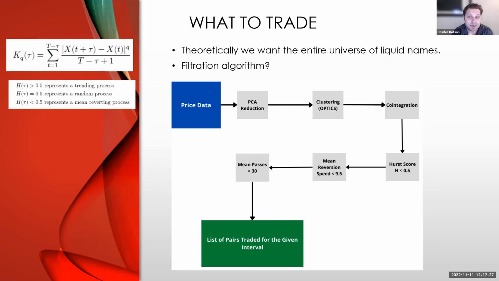Now, a quick point to that is co-integration is different from correlation, where correlation looks at short-term linear processes, and co-integration is looking at the co-movement based on a certain confidence level. Now, let's talk about the actual filtration algorithm. So we take our price data, we do a PCA reduction.